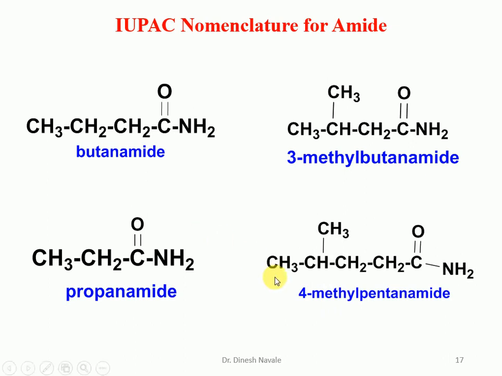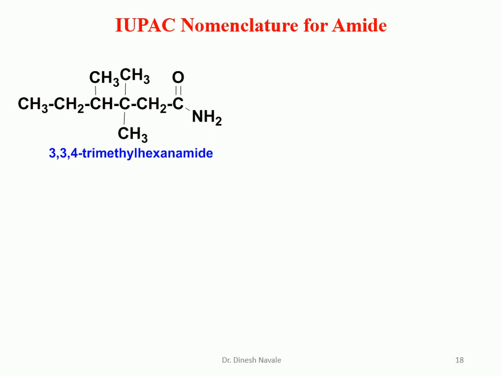Now we have to again see the longest possible carbon chain. Carbon 1 starts from the amide carbonyl carbon: 1, 2, 3, 4, 5. 5 carbon atoms are here, so it is pentanamide. Which substituent is present? It is methyl. At what carbon atom is it present? Carbon number 4. So it is going to become 4-methylpentanamide as the IUPAC nomenclature of this structure.